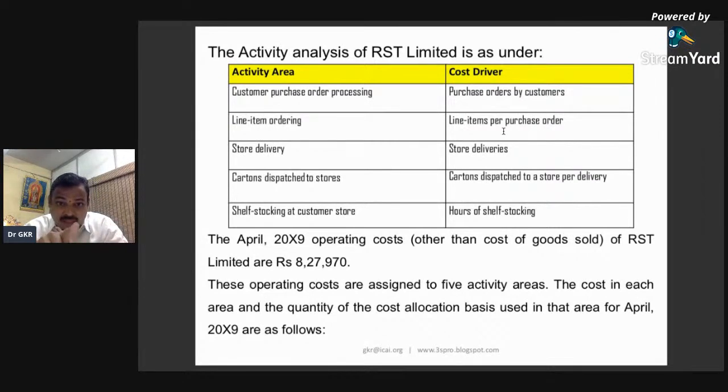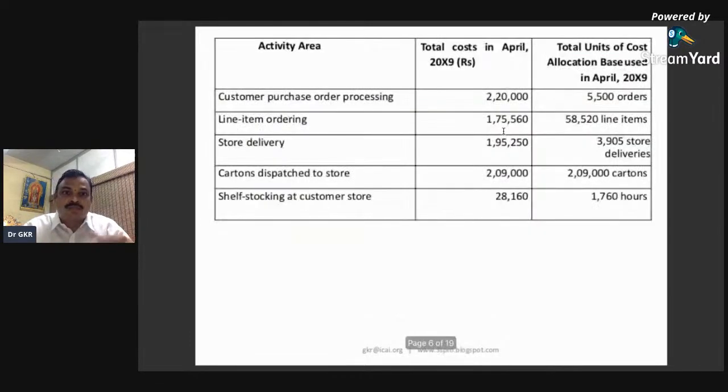1, 2, 3, 4, 5. That is 5 activity areas. Cost in each area and the quantity of cost allocation for April is given below. What is the cost? What is the cost allocation?